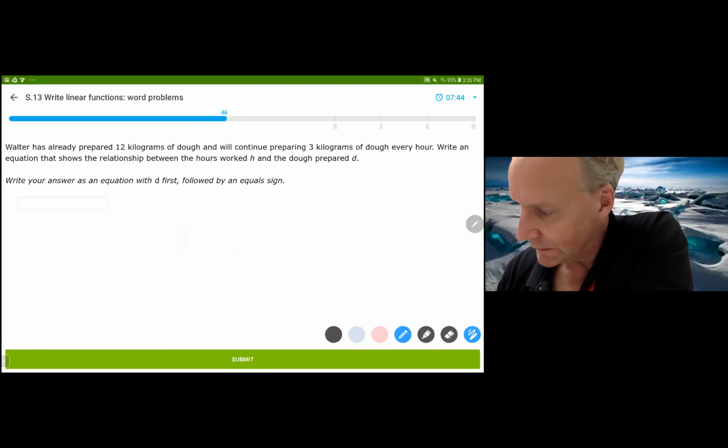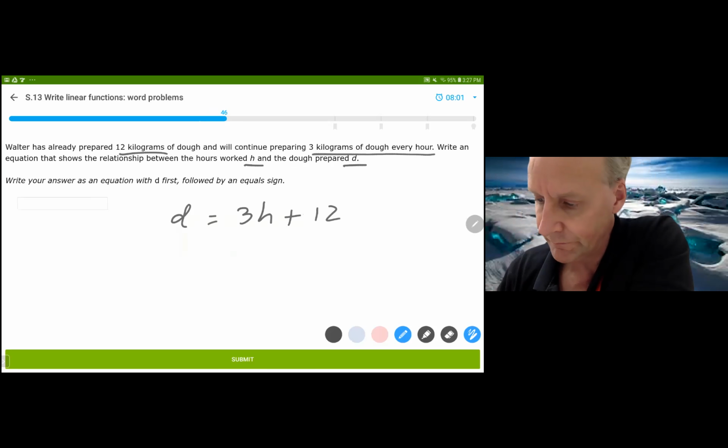Already has 12 kilograms, and they're going to make 3 kilos each hour. And we're interested in hours worked and D for dough prepared. So the dough is the prepared dough. It's going to give us 3 extra kilograms every hour plus the original 12.